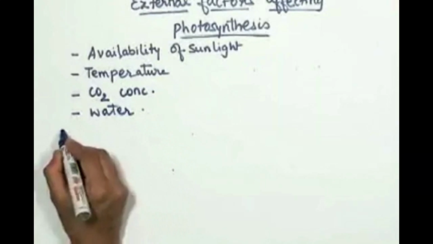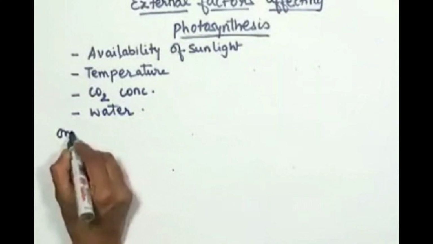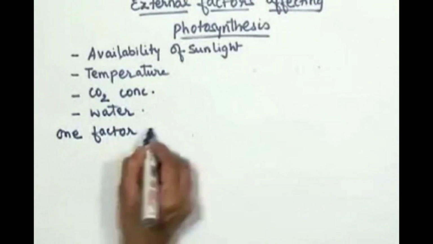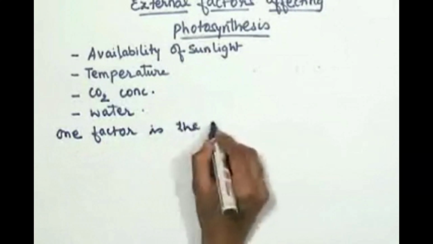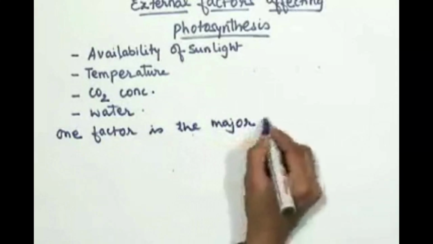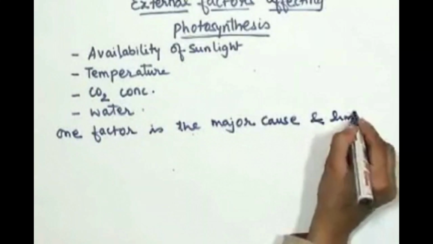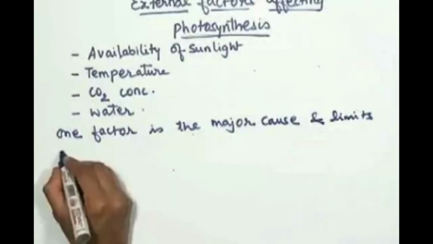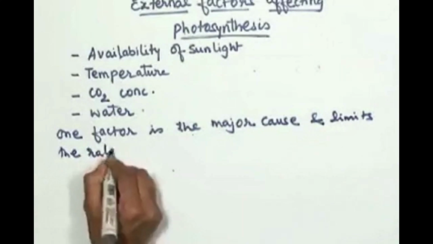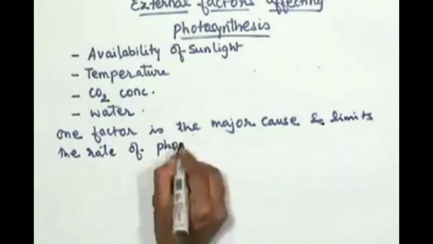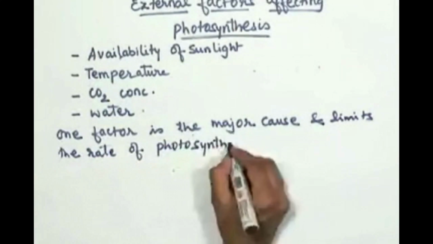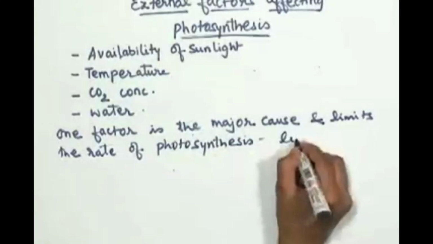So as you can see, one factor is the major cause and limits the rate of photosynthesis. It is called a limiting factor.